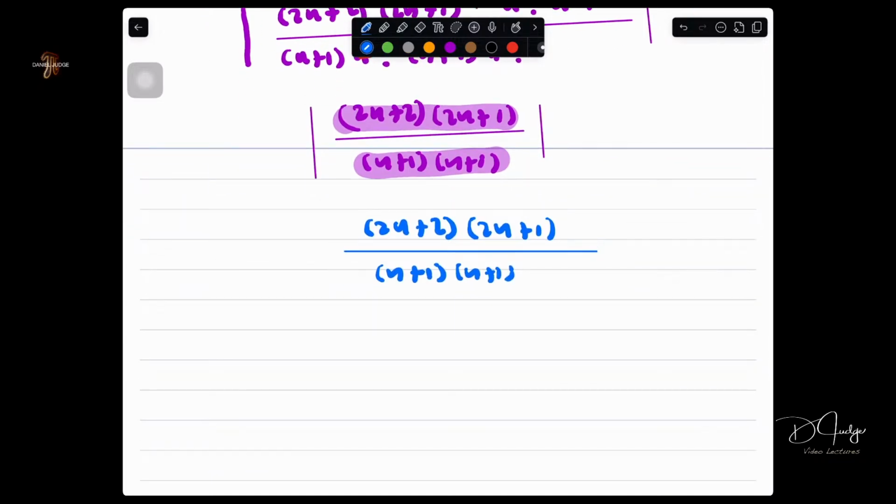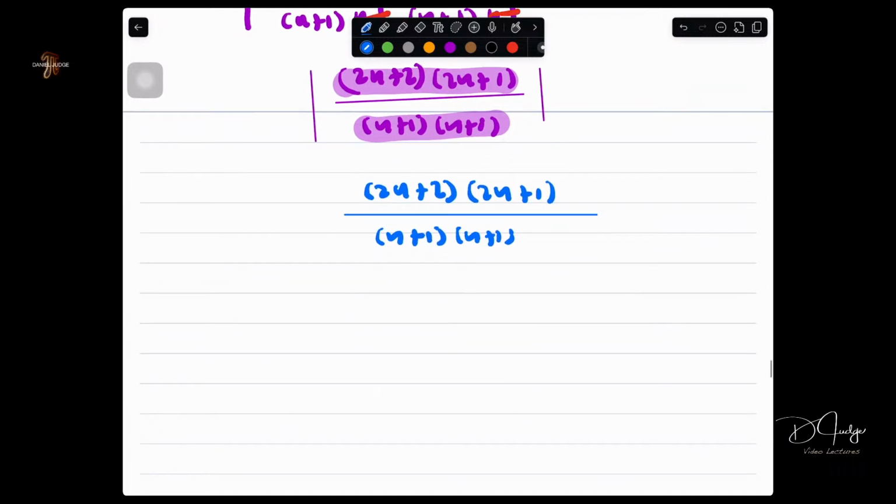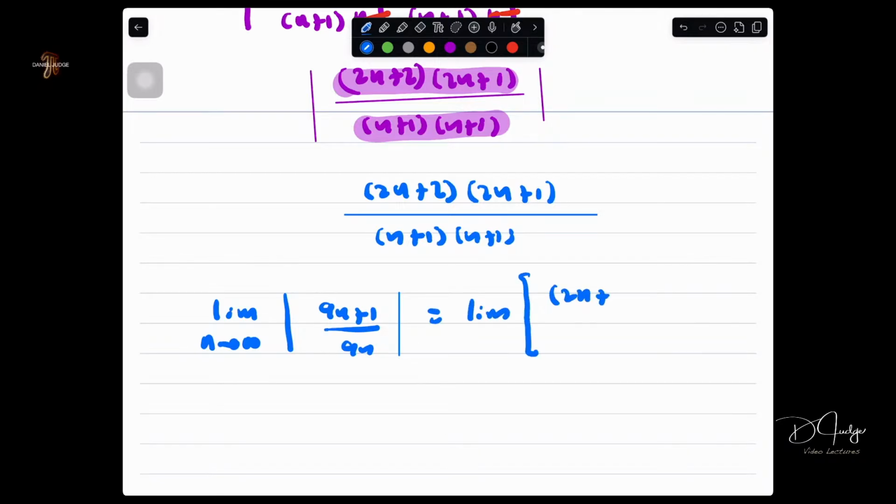All right, now this is the ratio that we're looking for. We're going to have to take the limit now as n goes to infinity of the absolute value of a(n+1) over a(n), which is the limit of 2n plus 2, 2n plus 1 over n plus 1 times n plus 1.